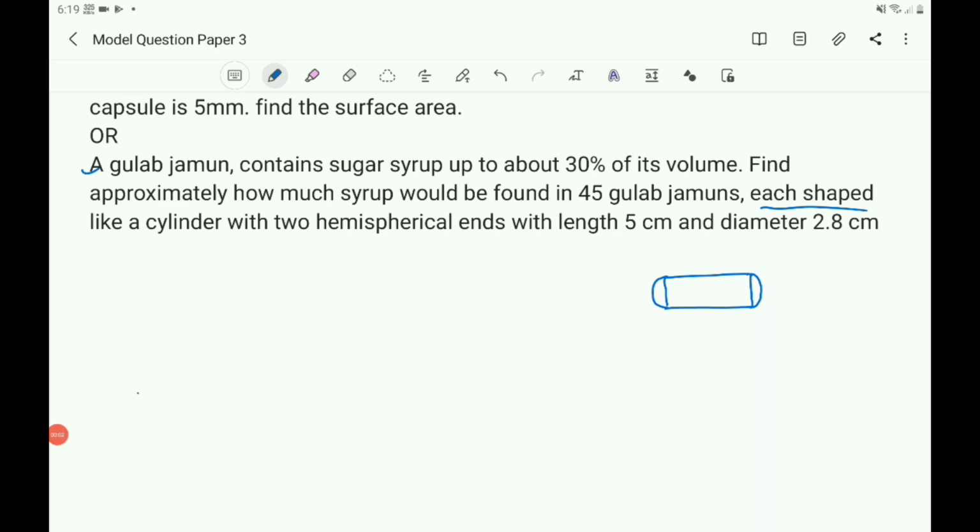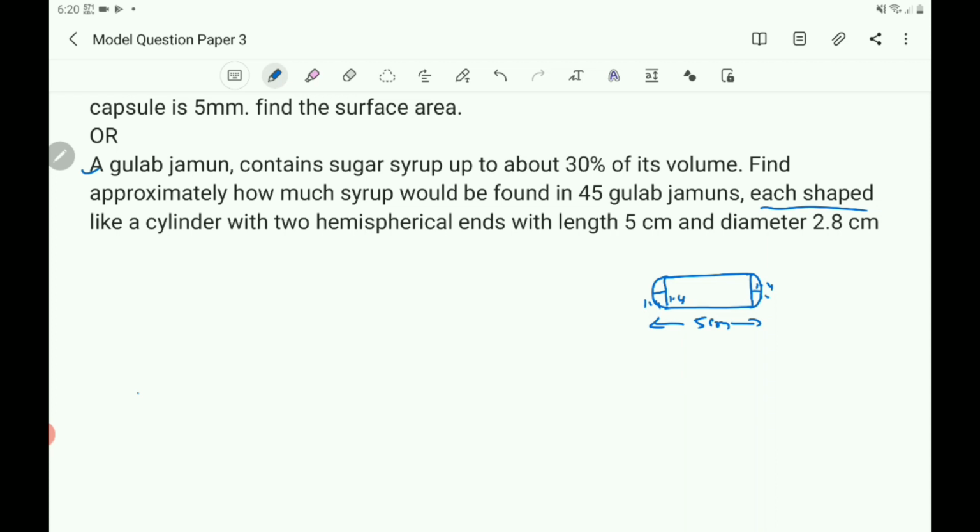Now let us take the sketch of the gulab jamun. The total length of the gulab jamun is 5 centimeter and the diameter is 2.8, so the radius is 1.4.